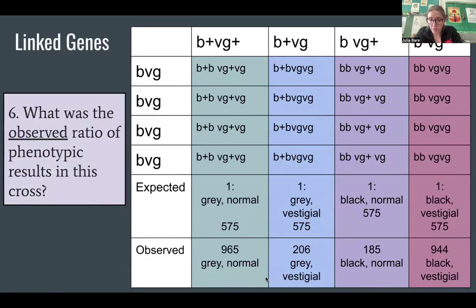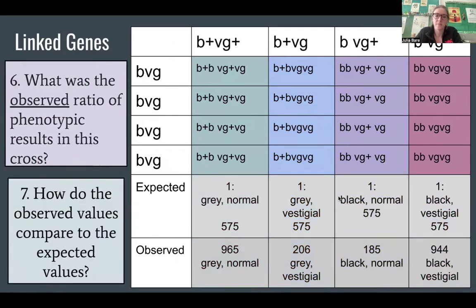Our observed was 965, 206, 185, and then 944. So this already should be setting off alarm bells that says this does not look like it's very close to what we would have expected to see. So how do these observed values compare to the expected values?